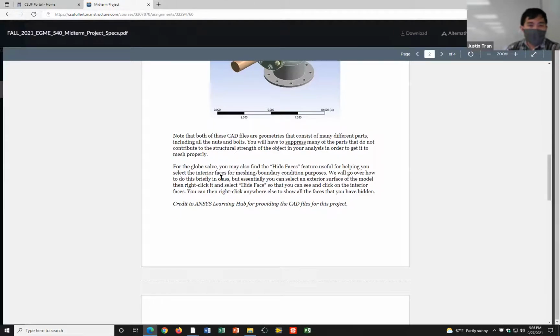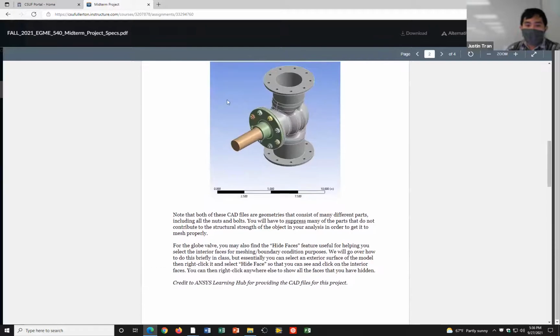All right. And so one thing that you'll probably find useful, especially if you do the globe valve, is that you might be interested in applying a boundary condition on the interior of the pipe. And so you might have to make use of this feature called hide faces, okay? I think maybe I'll hold off on demoing that in the class until later, just because I think there's a better geometry for me to demo it on. But just be aware that if you're doing the globe valve, applying boundary conditions on the inner face of the piping is going to be a big part of that as well. Okay, so that's one thing to keep in mind.